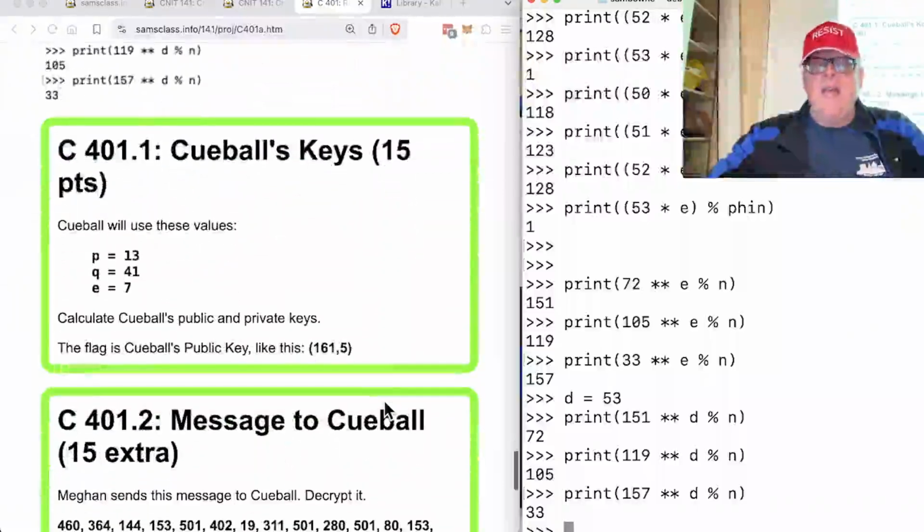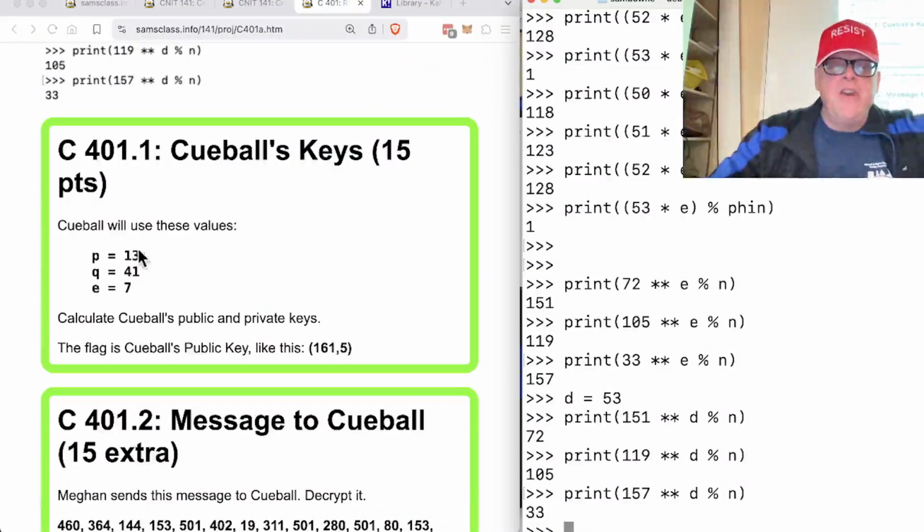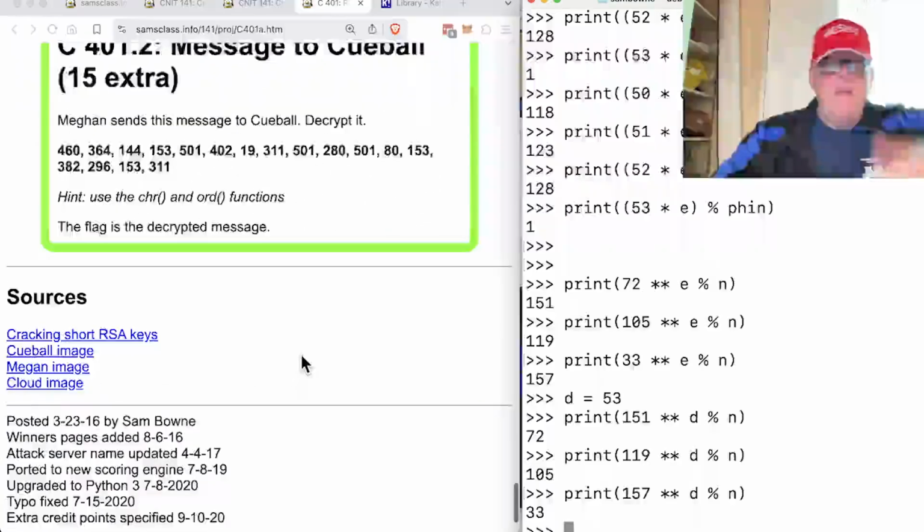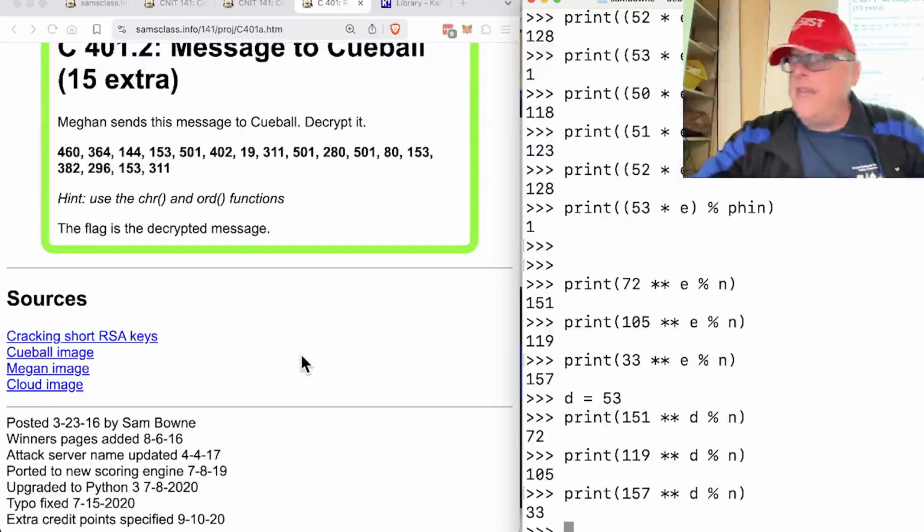That's what happened. And so now there's a couple of challenges here where you have P and Q and E, and now you've got to calculate the public and private keys. And then you're going to get a message sent to this person that you have to decrypt, and so on. So you get to practice with these short keys.